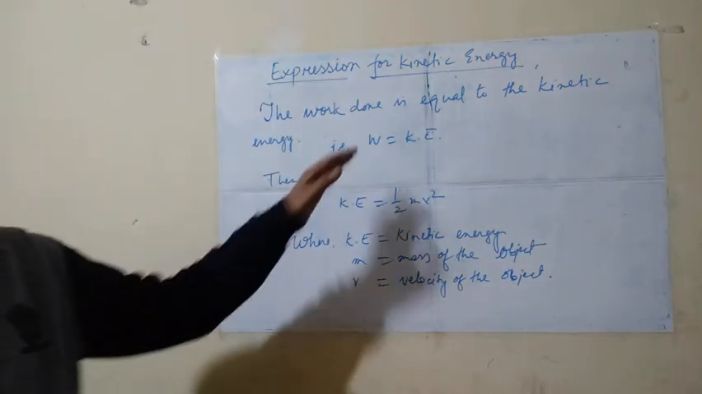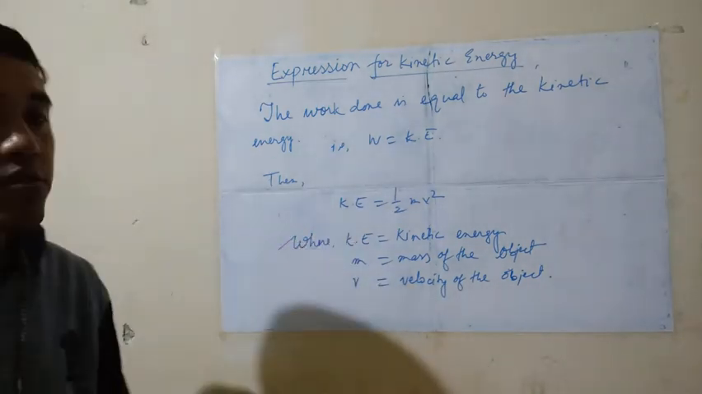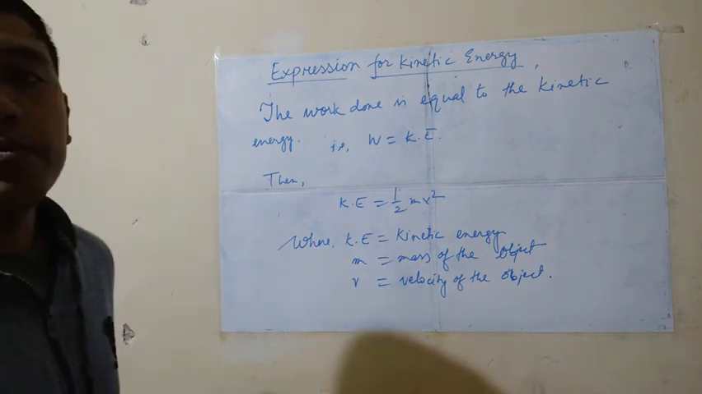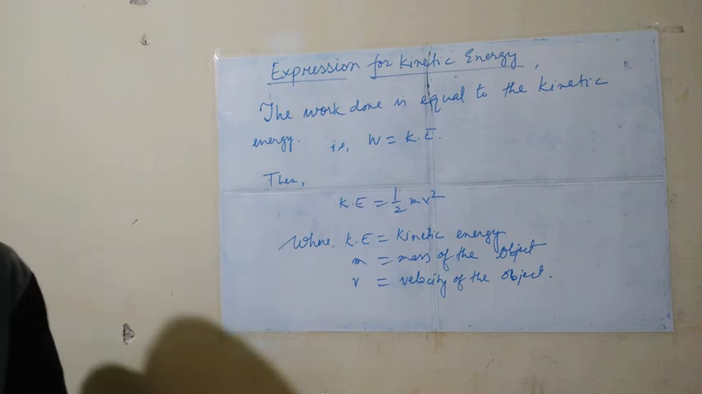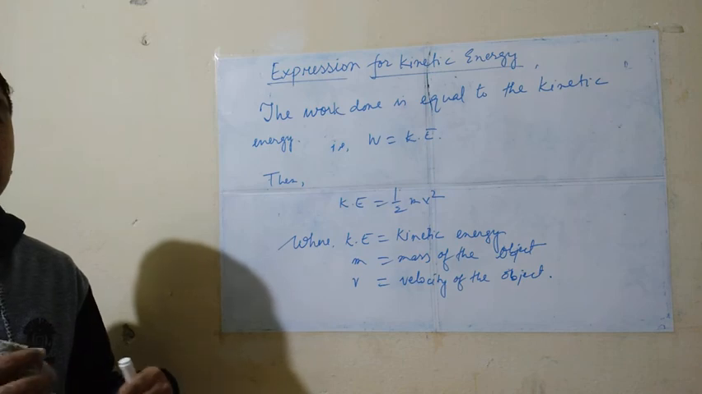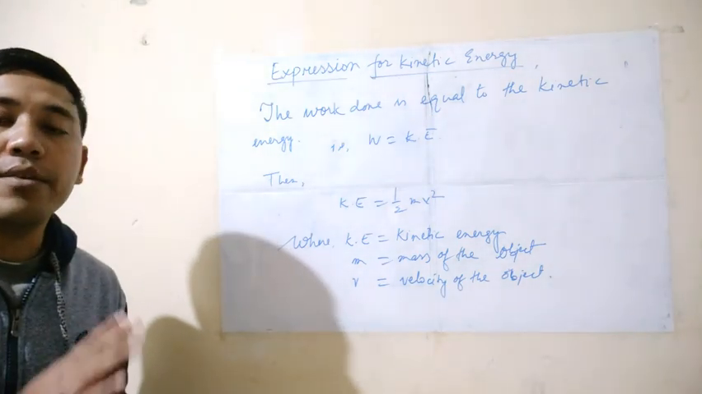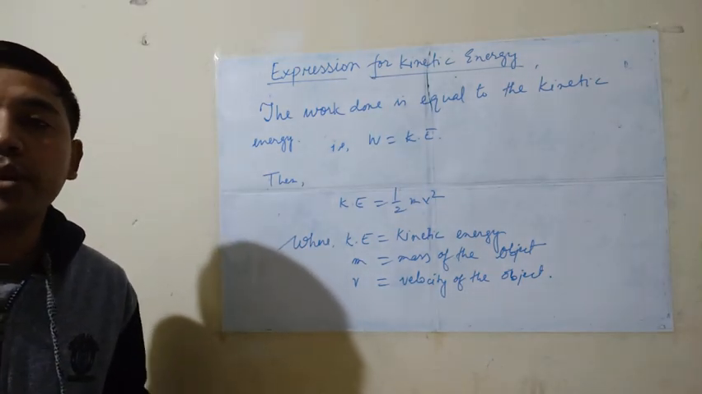We all know that work done is equal to kinetic energy, then we can write that kinetic energy is equal to half MV square, where KE is equal to kinetic energy, M is equal to mass of the object, V is equal to velocity of the object. Okay, please copy down this one. This is known as the expression of the kinetic energy. Right? If you have any doubt, go back to this video and watch from the beginning, 2 or 3 times. If you continuously watch, then you can understand.